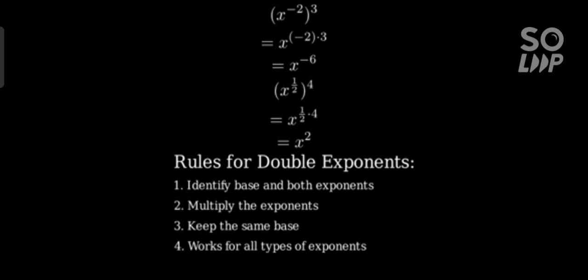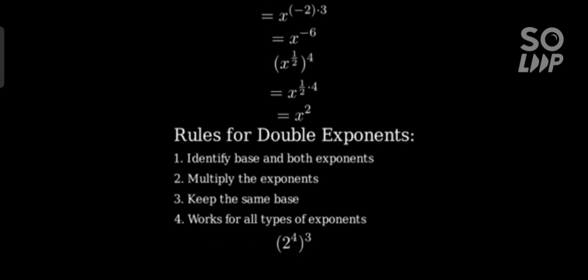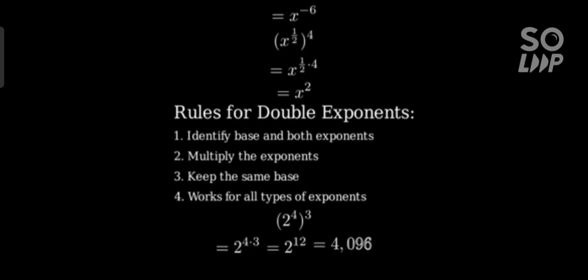Here's a practice problem for you to try. Simplify 2 to the power of 4, all raised to the power of 3. Pause the video and try to solve it yourself. The answer is 2 to the power of 12, which equals 4096. Remember to multiply the exponents. 4 times 3 equals 12.